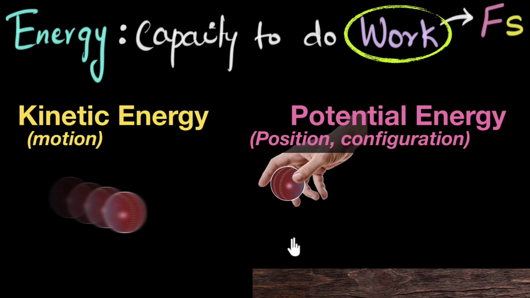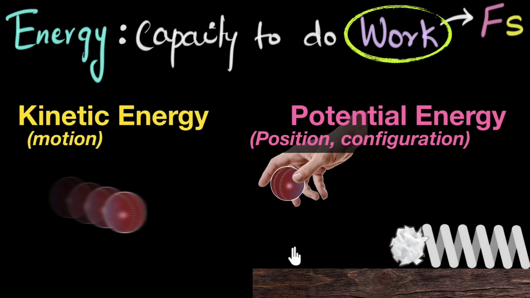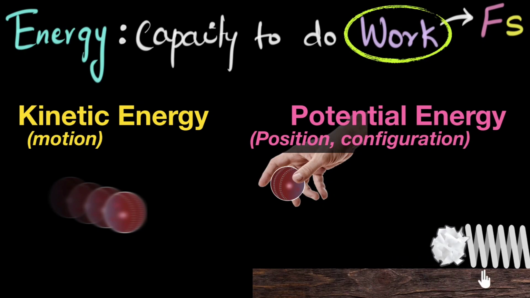But we can also have configuration. One example of that could be springs or rubber bands. So if you take a spring and you compress it a little bit, less potential energy. But if you compress it more, then you'll have more potential energy.